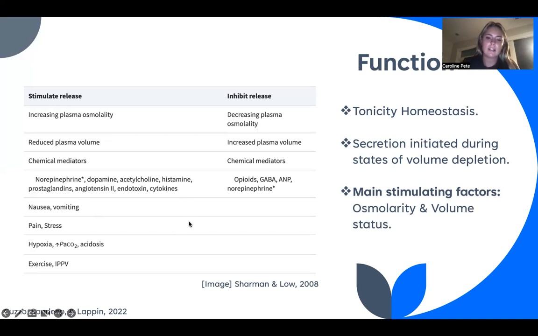This image right here provides a good visual of factors that stimulate and inhibit release of vasopressin from the posterior pituitary. So right here you have the stimulate release, and then right here you have inhibits release. And then right here you can see a little asterisk next to norepinephrine. And that's present because it can stimulate the release by A1 receptors and inhibit release by stimulation of A2 and beta receptors.